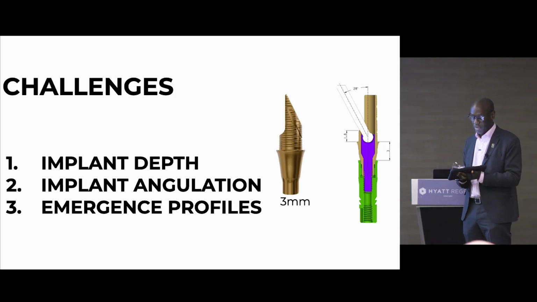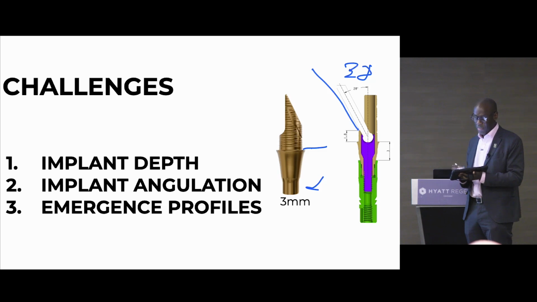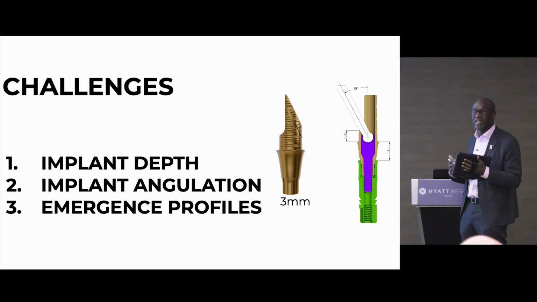We have here within this component 4 different collar heights. Angulation, we've got up to a 28-degree angulation. Emergence profiles, we've spoken about the shape and the emergence profile that is contained within the product that allows us to do that. So it's really helped in those scenarios that I've shown.